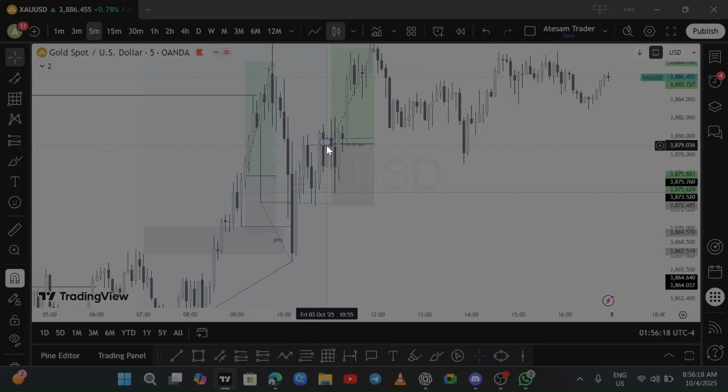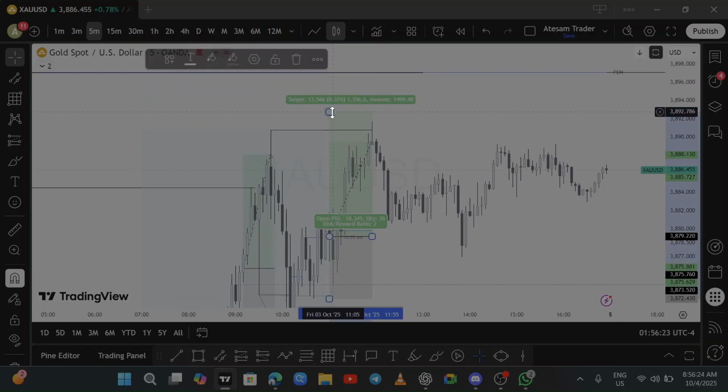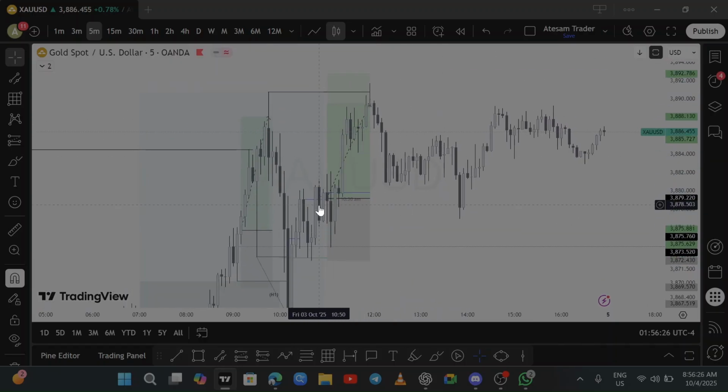So I took entry here on this open, and I kept my stop loss below this low. I was actually targeting the 2 hour here also. But what happened? Price first consolidated here, then it expanded. Then at that time, it was too late.